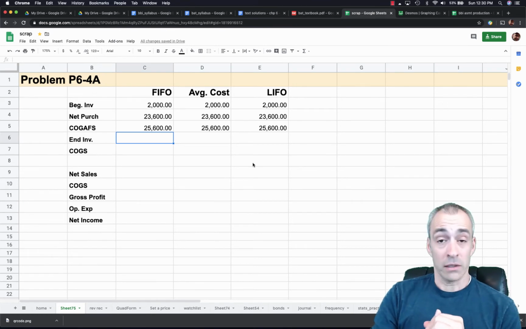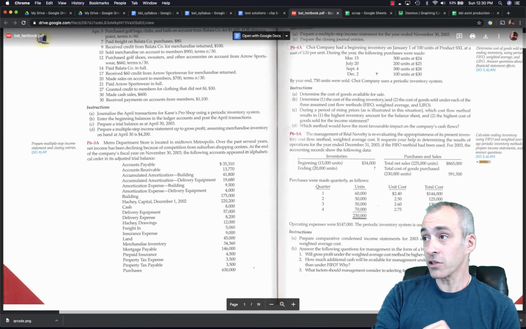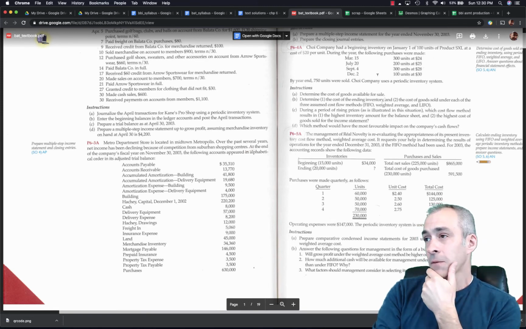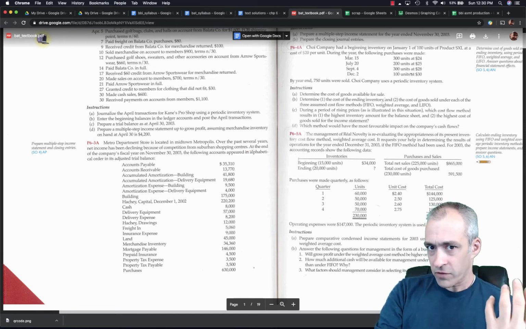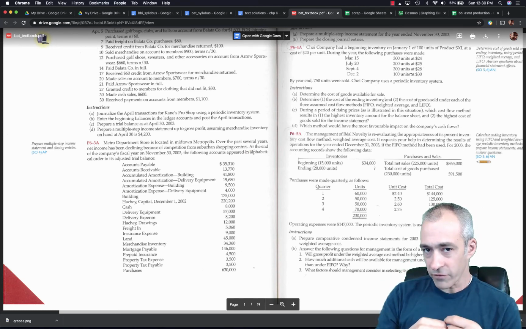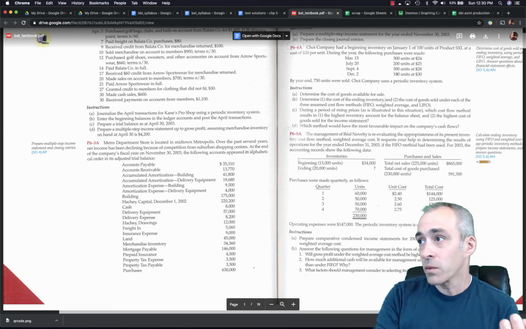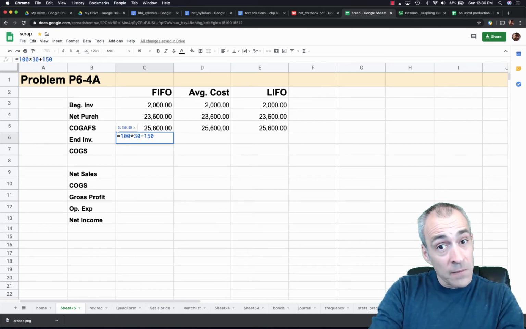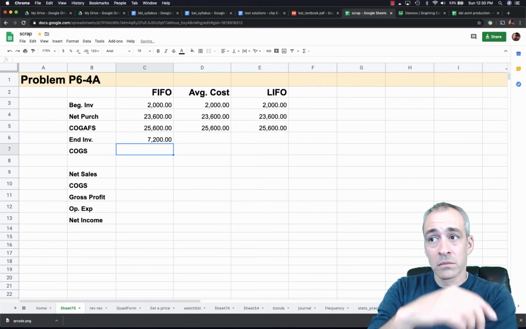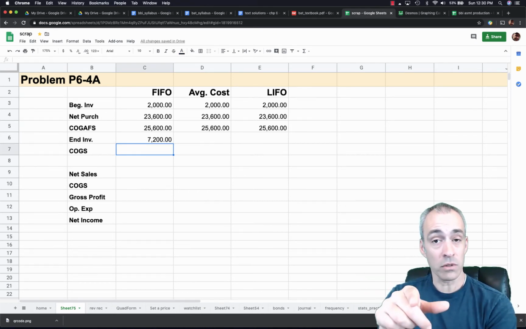Well, what are they? This is where you need this little thing. If I have 250 left, I must have, since this is the most recent, all these 100, and I must have another 150 because I have 250 left. 1,000 available, sold 750, leaves 250. So I must have these 100 and 150 of the next most recent, which are 30 and 28. So ending inventory must be 100 times $30 plus 150 times $28.